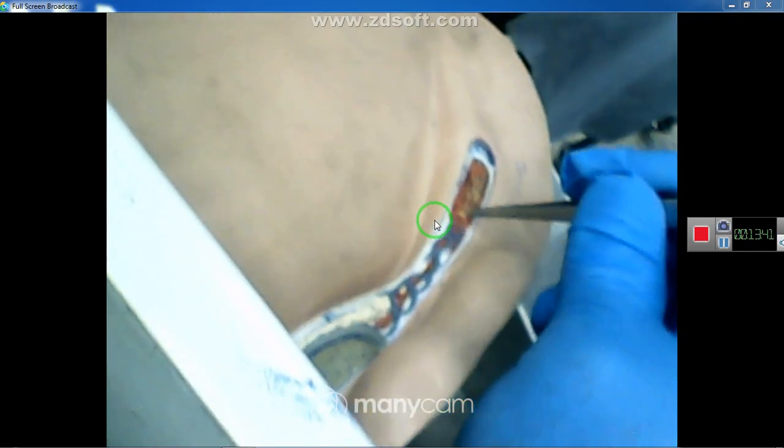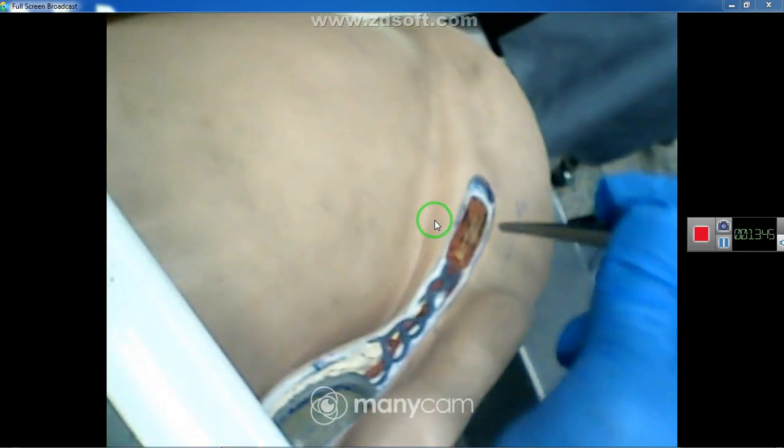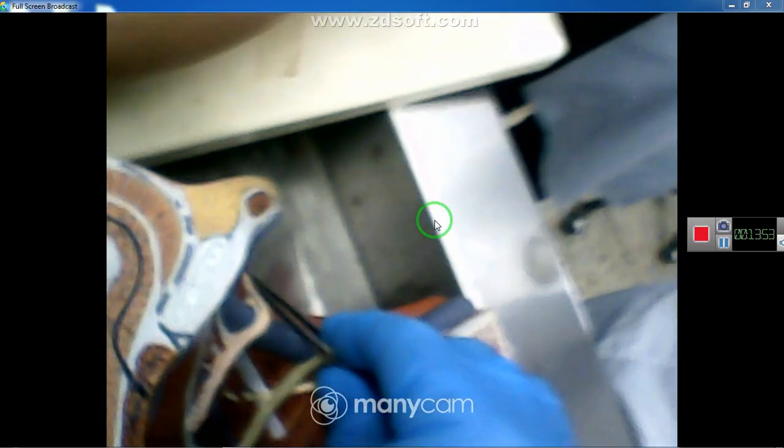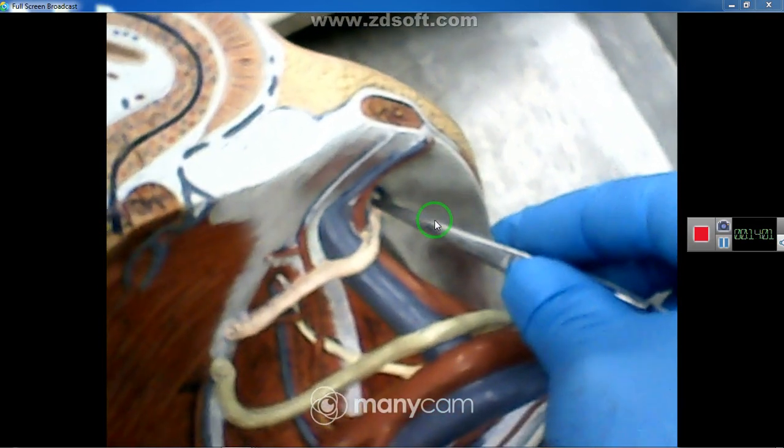Then the vas will pass into the superficial inguinal ring. So the vas will run in the inguinal canal. And then the vas will pass into the deep inguinal ring, and it will enter here into the abdomen. This is the vas. This is the vas exiting out of the deep inguinal ring.